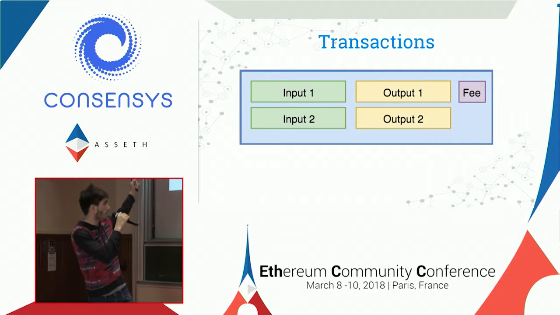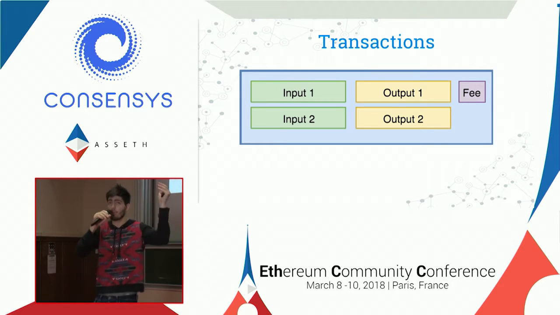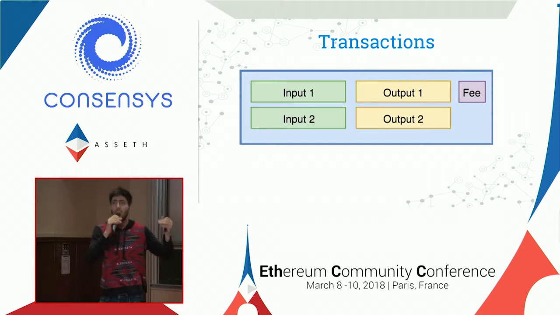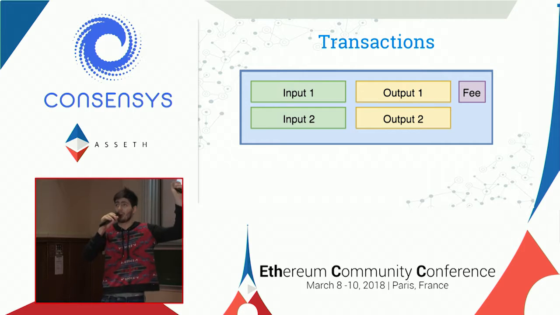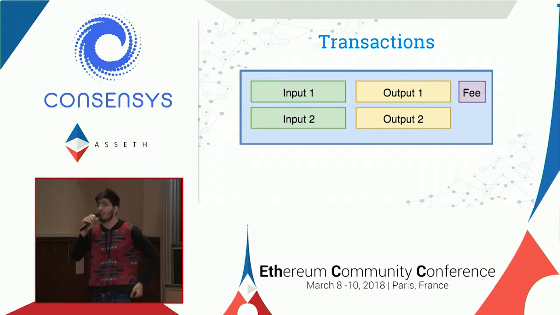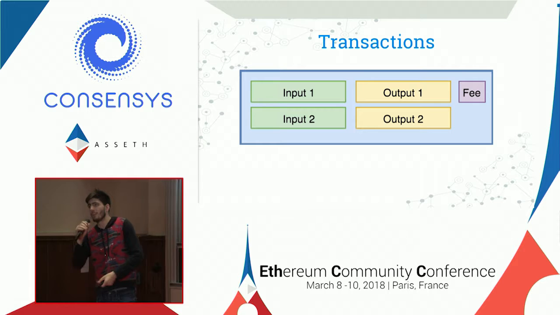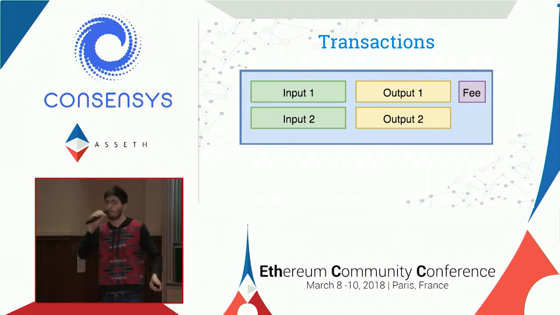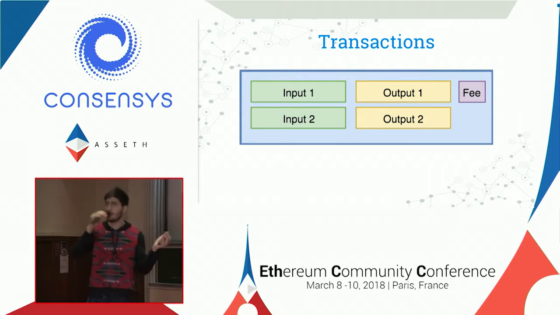So how do these transactions actually look? You have inputs, which are basically referencing the positions of previously created UTXOs. You reference the transaction position where the UTXO was created. And you also need the signature from the owner of that input, because we only want the owner of a given UTXO to be able to spend it.